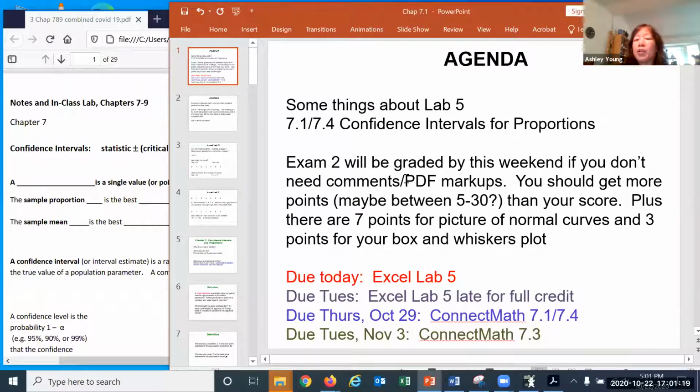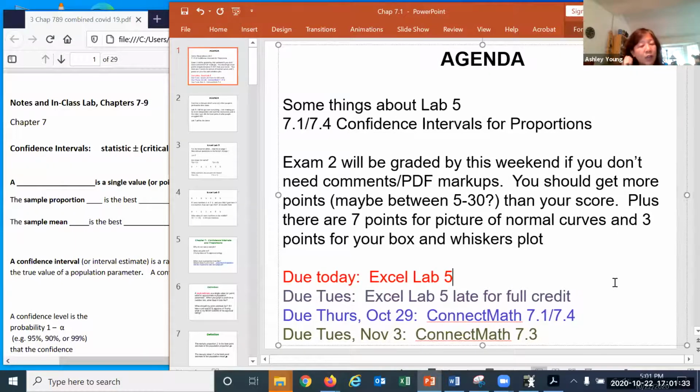So I'm going to talk a little bit about some things about Lab 5, and then we'll get into confidence intervals for proportions. I am going to get exam 2 graded. It'll take me a week, but if you only care about just your grade itself without the markups and the comments in the PDF, I can probably get that done by this weekend.